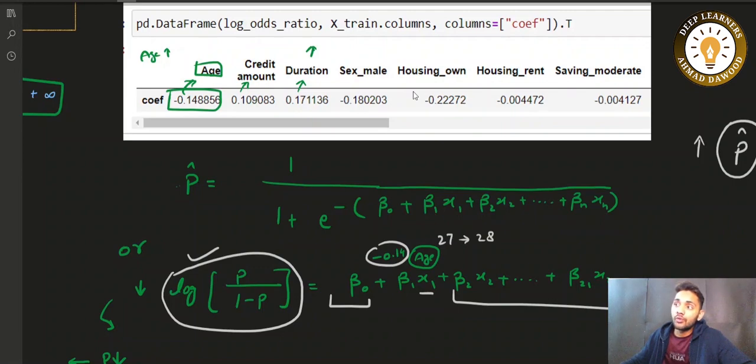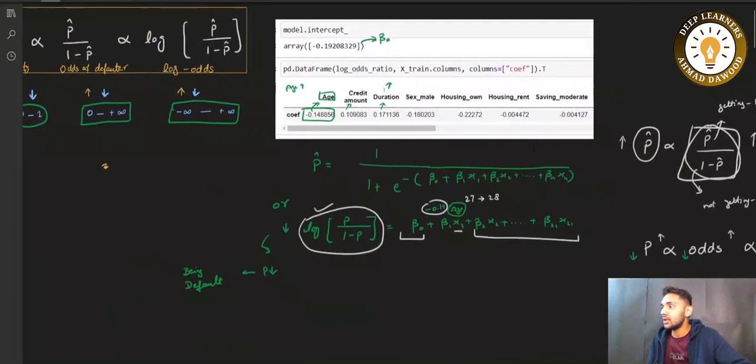And when your log of odds will increase, your probability of being default will increase. Okay, you can say by the increase of your duration, your probability of being default will increase.